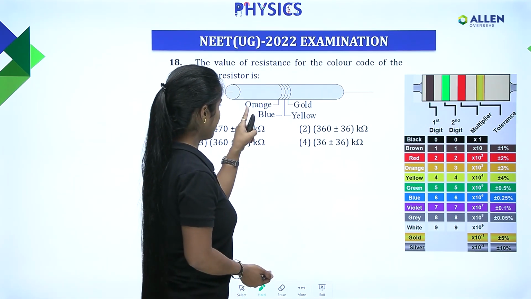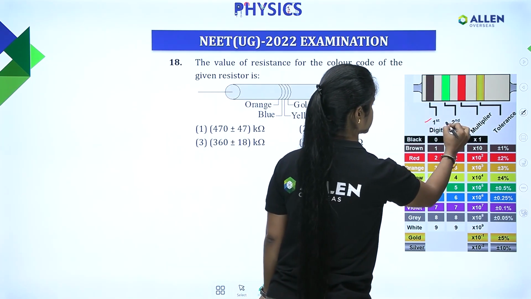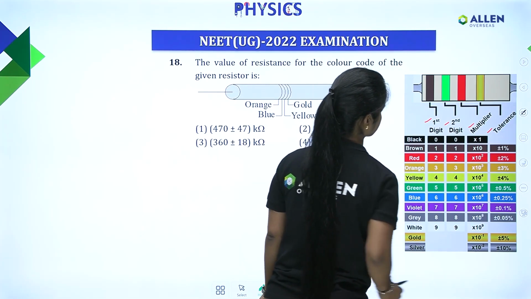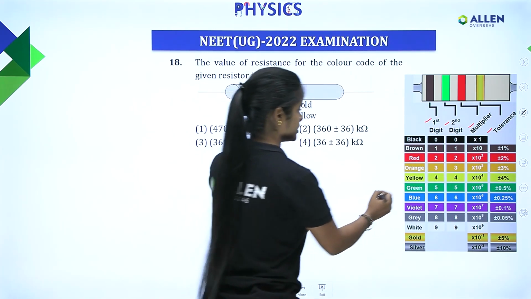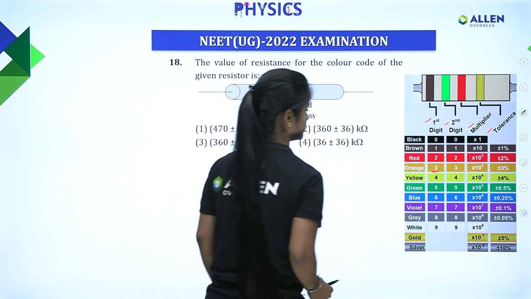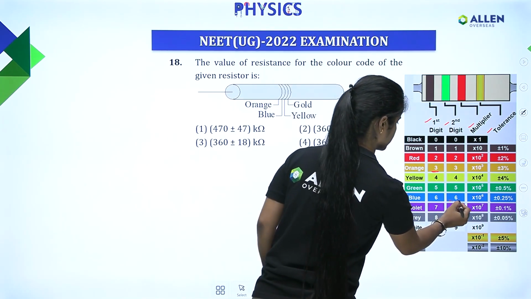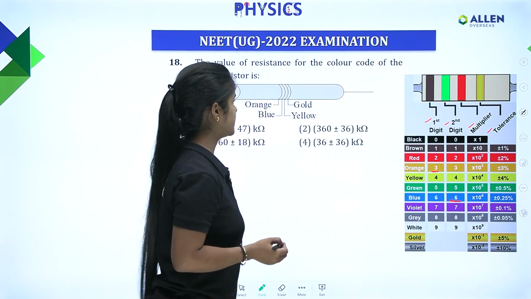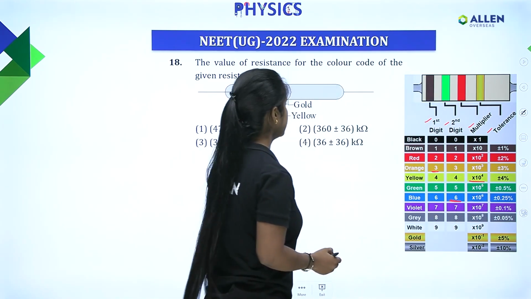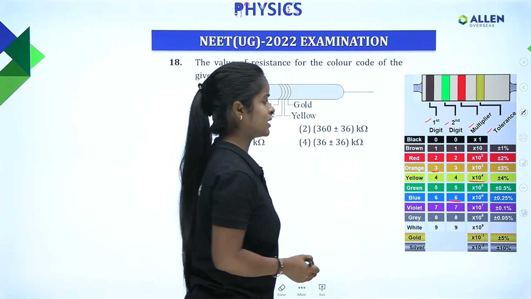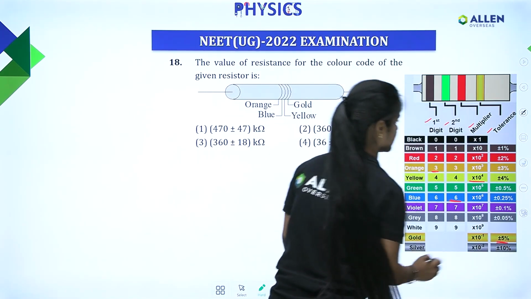Here the sequence is given to us for the first digit, for the second digit, for the multiplier and for the tolerance, right? So for the first line it is orange. For orange you have to write 3. For the second line it is blue, so it will be 6. For the multiplier, it is yellow. Then the fourth one is gold, that is tolerance, and gold is plus minus 5%, right?